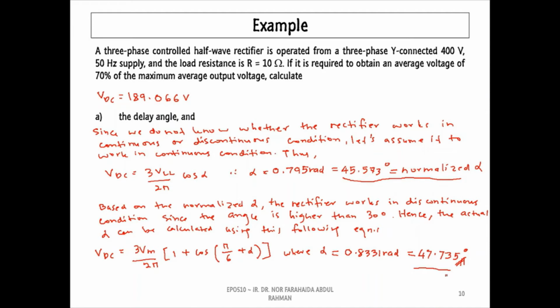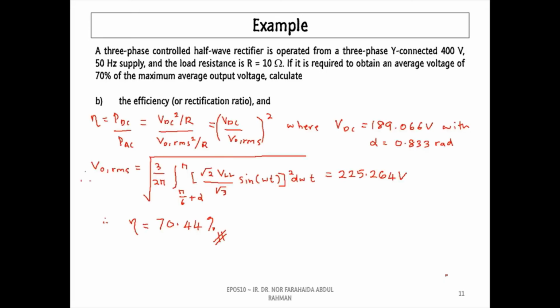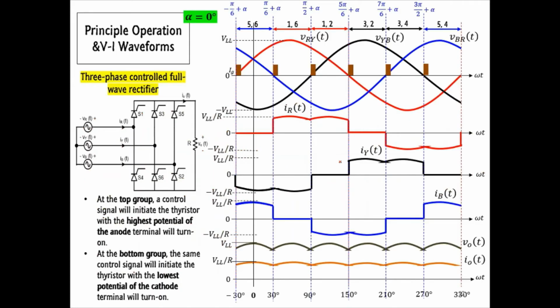47.735 degrees. Next, we can calculate the efficiency or rectification ratio of the rectifier using these following calculations. And eventually, the rectification ratio of the rectifier is equal to 70.44%. Now, let's discuss the principal operation of a three-phase controlled full-wave rectifier with resistive load.